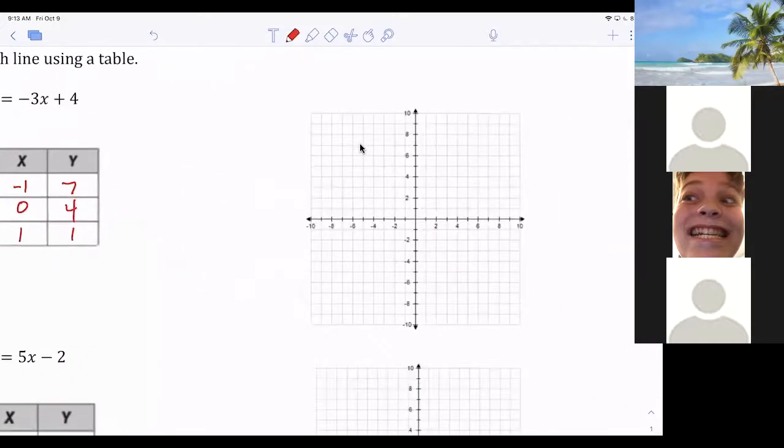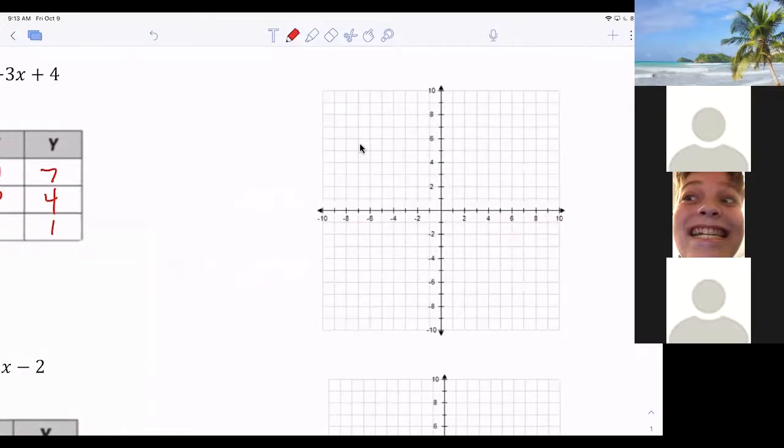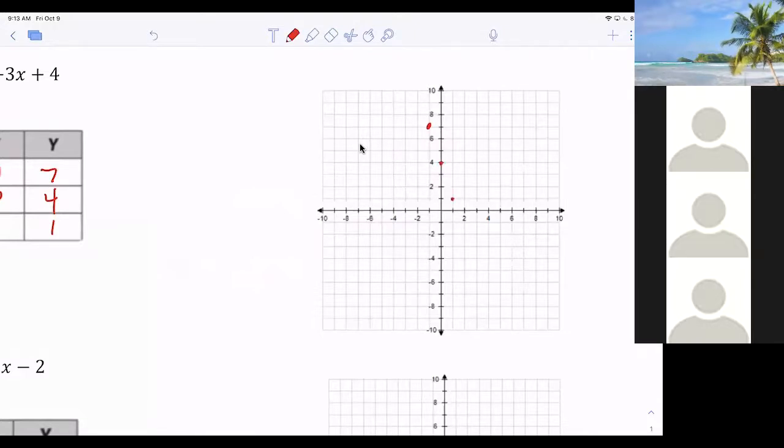Okay, so now we're going to plot those points: (-1, 7), (0, 4), and (1, 1), it looks like, correct? And then we just graph that line. And then you can hit graph on your calculator and line that up, and you should agree it kind of looks the same.